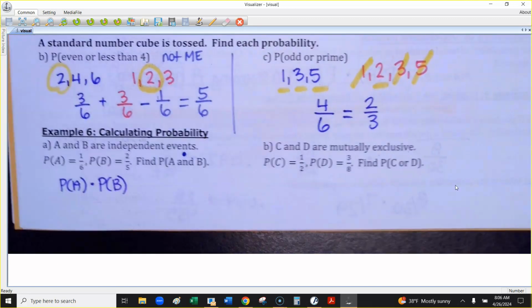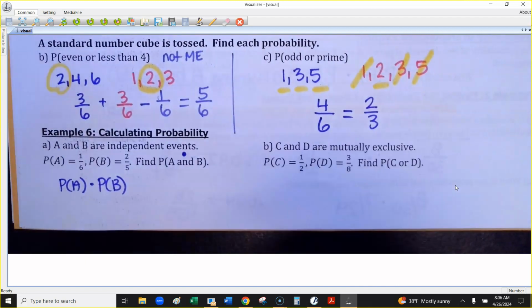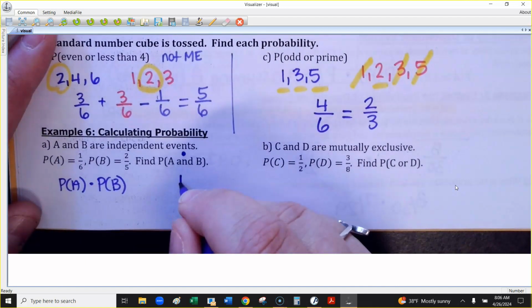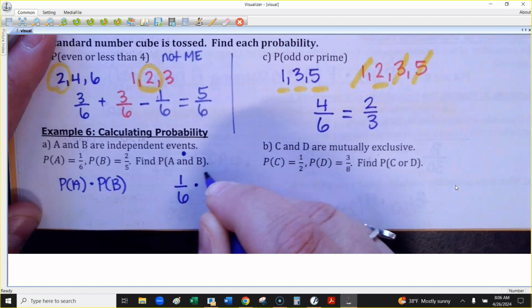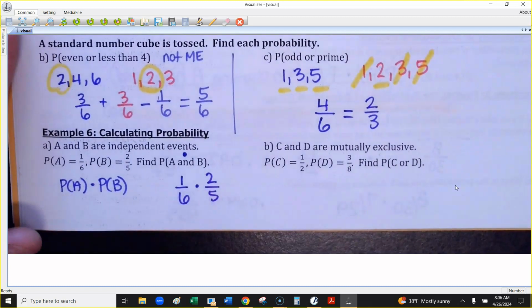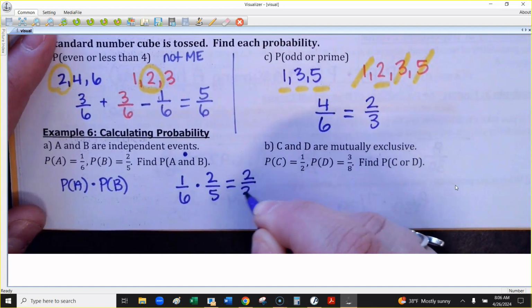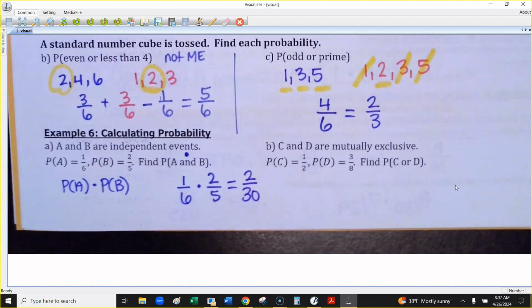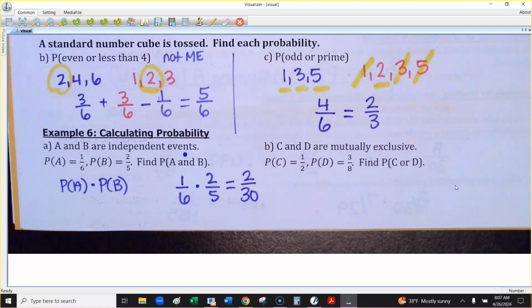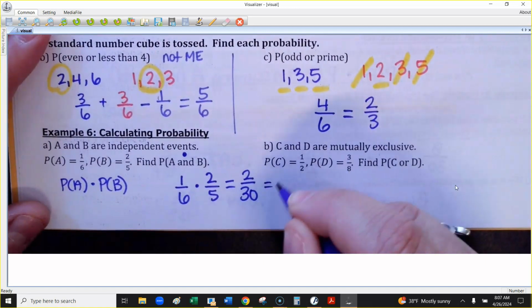Since they give that information to us, we have no idea what these events are, but we can actually just multiply those 2 probabilities that are given to us together here. You do not need a common denominator to multiply fractions. Just straight across the top, straight across the bottom, and then reduce if you can. So 2/30, 1/15.